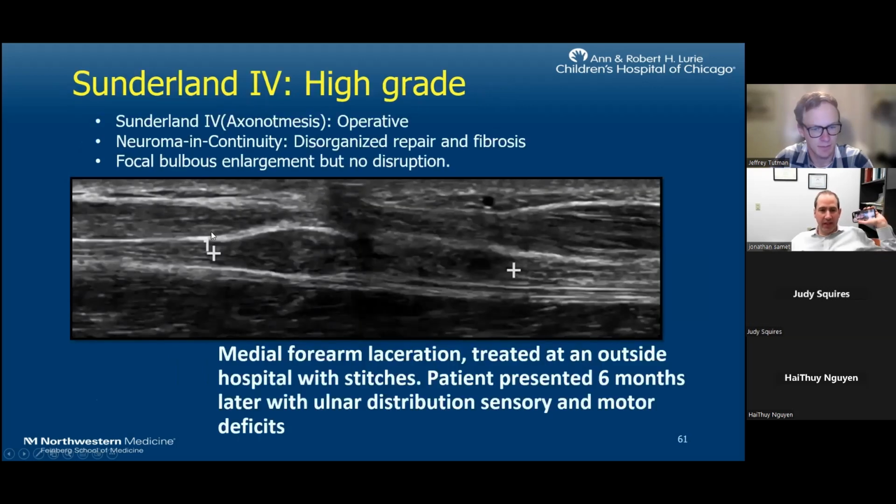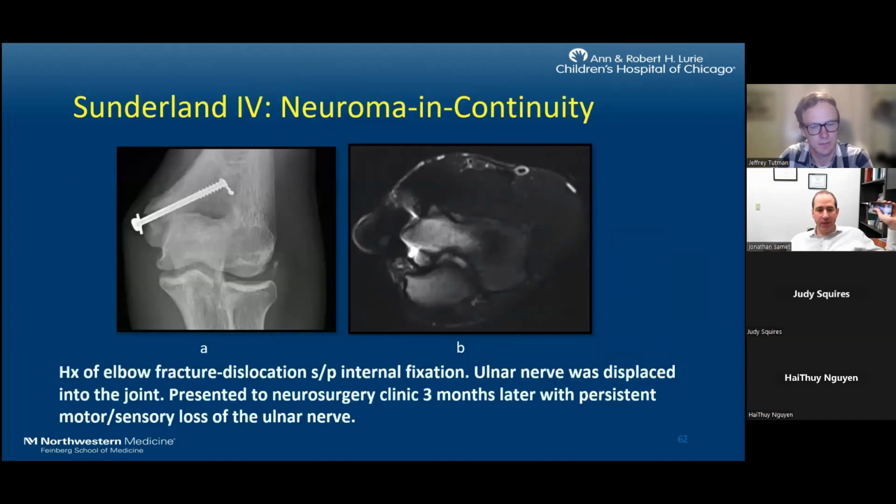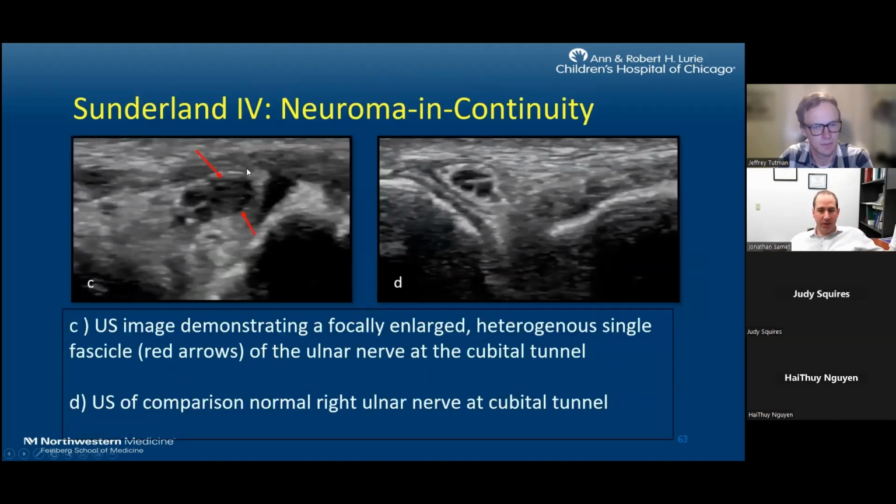Now let's get into the high-grade injuries. Now I'm going a little bit fast. Here is a neuroma in continuity. So the nerve is continuous, right? It's not a complete laceration, but you see it's losing that fascicular architecture. It's nodular, it's hypoechoic. So this is what's known as a neuroma in continuity. It's an area of disorganized repair, fibrosis. It's not a neoplasm, even though it sounds like you're saying neuroma, but it's just a scar ball in the nerve.